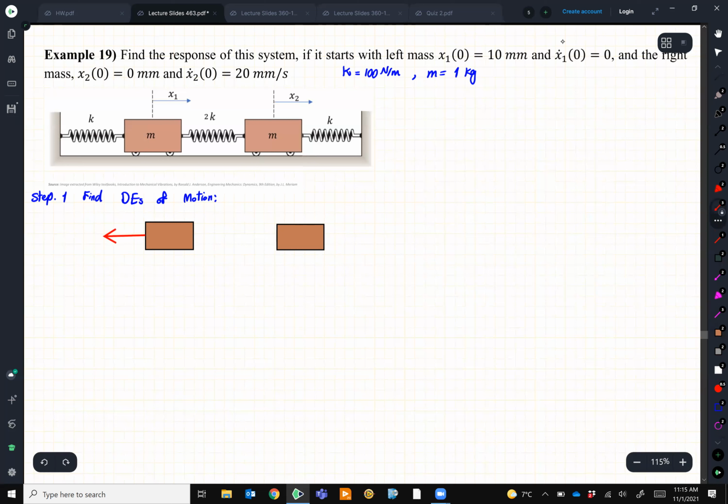So over here, I have, let's say, that force, the reaction, and this guy over there. This one will be k x1. This one will be 2k (x2 minus x1). And they are the same, action and reaction. And this guy will be k x2.